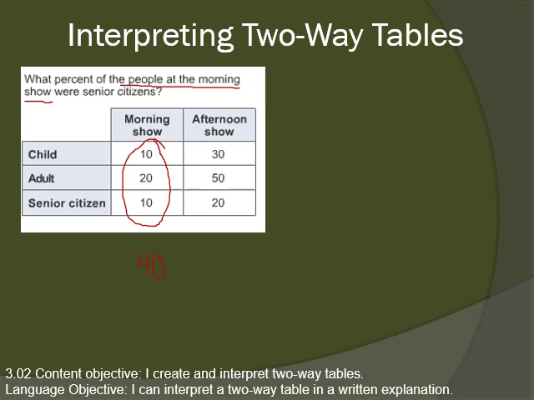How many of them are senior citizens? 10 of them are senior citizens. So I'm going to go 10 over the total of 40. Again, with a percent, I'm going to multiply by 100. And I can do that one in my head. That's 25%. So 25% of the people at the morning show were senior citizens.